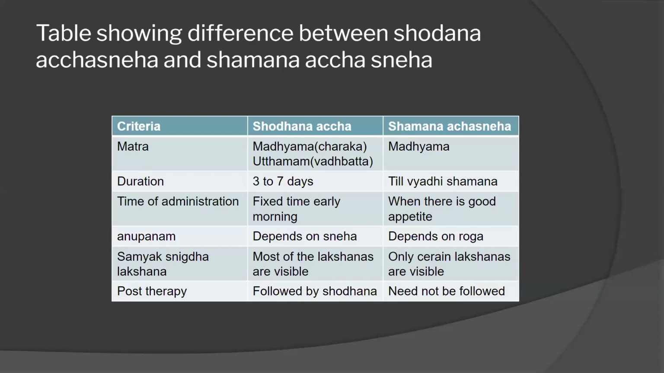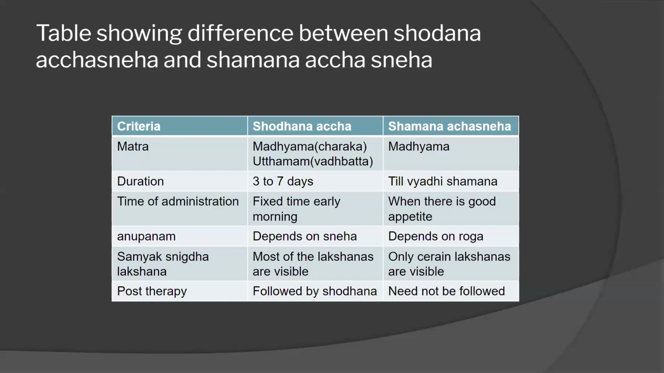Next, time of administration: for Shodhana it is a fixed time, early in the morning, whereas Shamana Sneha is given when there is a good appetite. This is very important. Shodhananga Snehapana is always given in the early morning, whereas for Shamana Sneha they don't specify the criterion of early morning. Shamanaha Kshudvato Ananno Madhyama Matra. When the person is Kshudvata, it can be afternoon or evening also. This is a very clear-cut explanation, and it is very important.